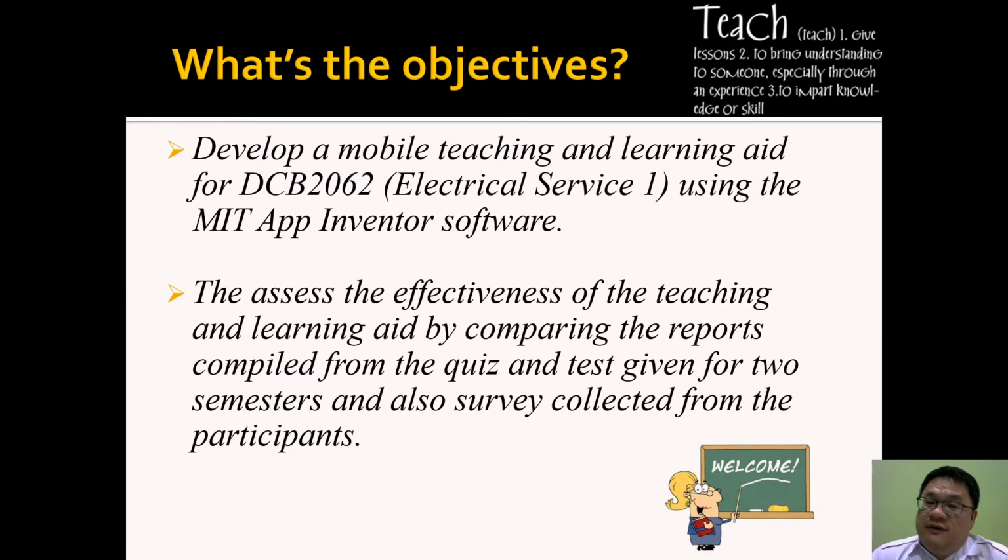So, what is the objective of this learning app? I want to develop a mobile teaching and learning app for DCB 2062 using the MIT App Inventor software. After I create it, the next step is to assess its effectiveness by comparing the reports compiled from the quizzes and tests given over two semesters, and also to collect a survey from the participants.